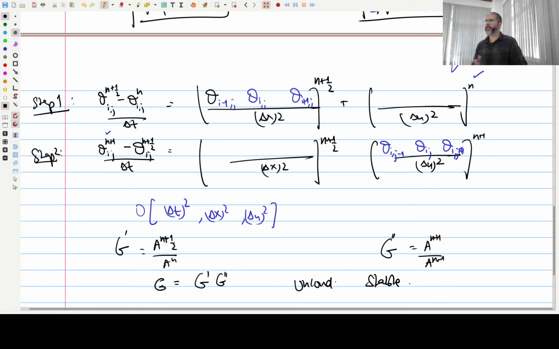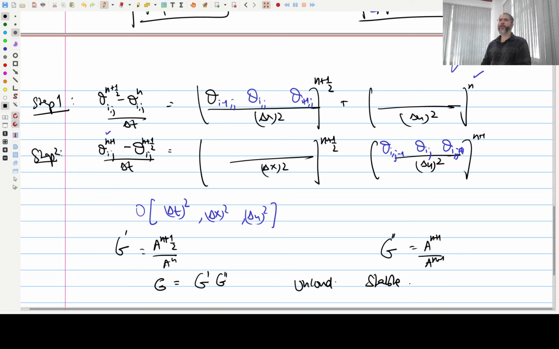Okay. This was 2 dimensions. What about 3 dimensions? How do we deal with it in 3 dimensions? In 3 dimensions, we break the time step into 3 parts: n to n plus 1 by 3, n plus 1 by 3 to n plus 2 by 3, and n plus 2 by 3 to n plus 1. In each direction, x, y and z, we move.